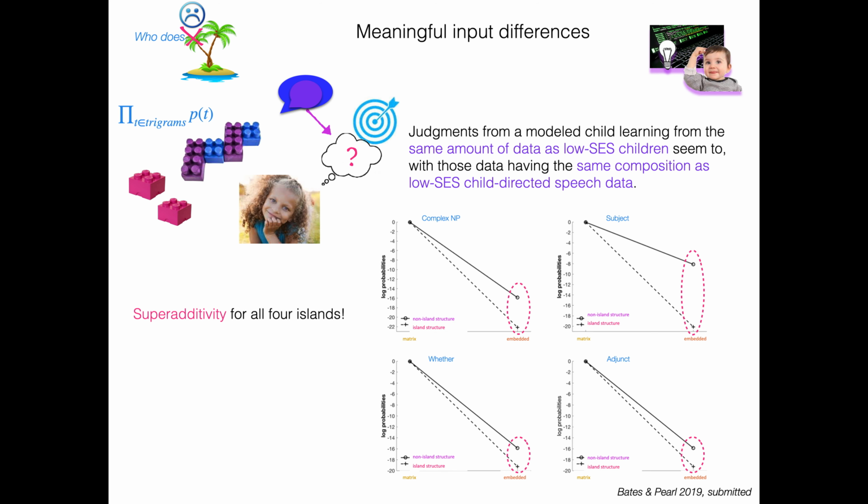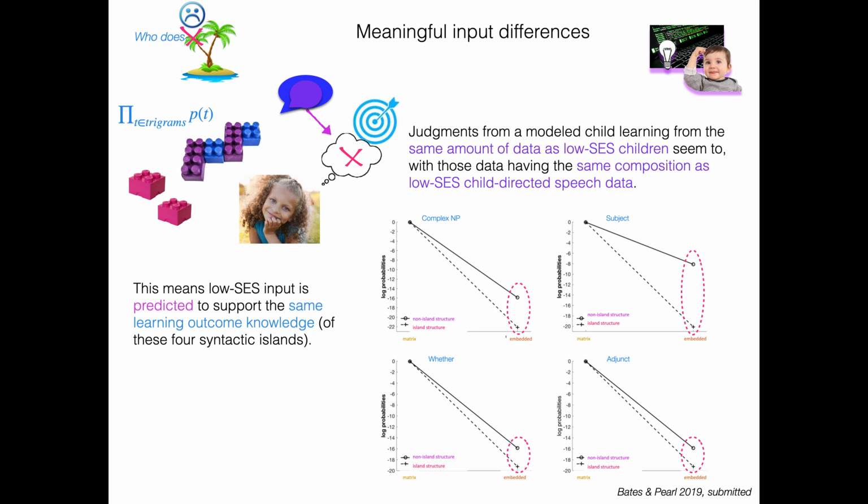And that's what we find. In fact, if you look for all four island types, complex NP, subject, whether, and adjunct, look at that, superadditivity all over the place, right? So this suggests then that low SES input is predicted to support the same learning outcome, knowledge of these four syntactic islands, whatever that knowledge is, right? It allows the children, the model children in this case, to have the same predicted judgments as adults do who have syntactic islands knowledge.